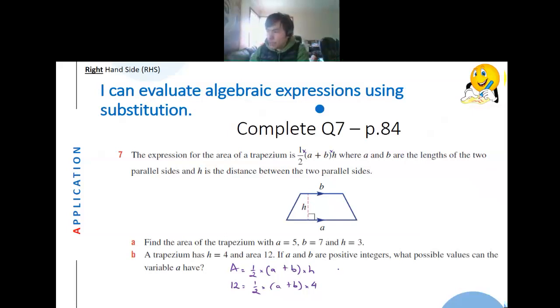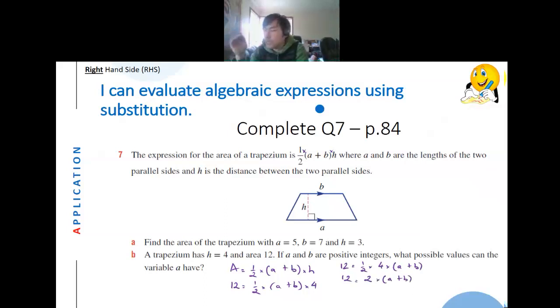If you do it that way, then we would have 12 is equal to a half times 4 times the brackets. So the brackets is still there. It hasn't gone anywhere else. And then you can work out what half times 4 is. A half times 4 would be 2, times A plus B.